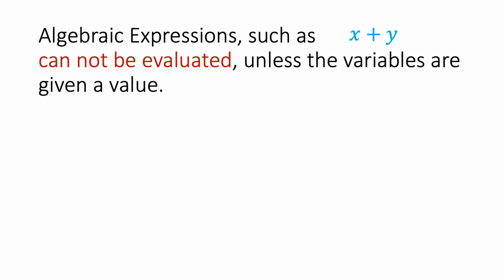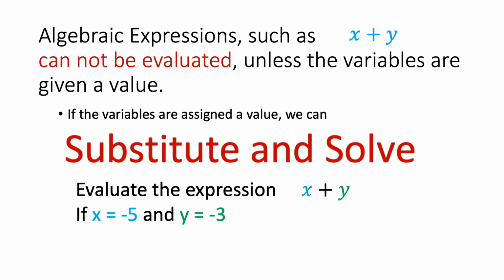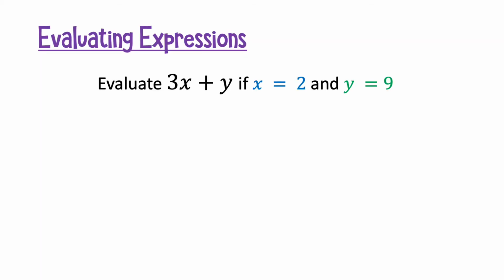Algebraic expressions such as x plus y cannot be evaluated unless the variables are given a value. If the variables are assigned a value, we can substitute and solve. So if we evaluate this expression x plus y, if x equals negative 5 and y equals negative 3, we get negative 5 plus negative 3, and that is equal to negative 8. So once we substitute, we can solve.